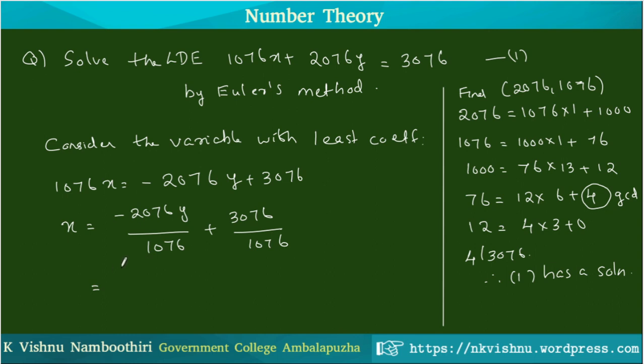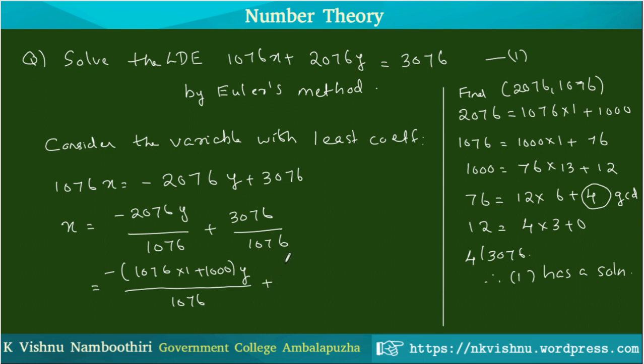So minus of 1076 into 1 plus 1000 into y divided by 1076. Note that since we are assuming that there exists a solution, this x and y we are considering to be integers. There exists x and y satisfying this equation because the GCD of the coefficients divides the right side.